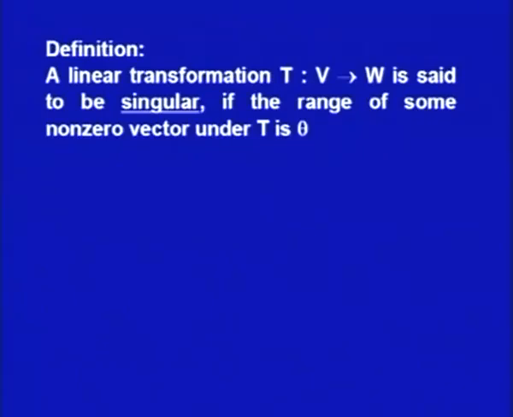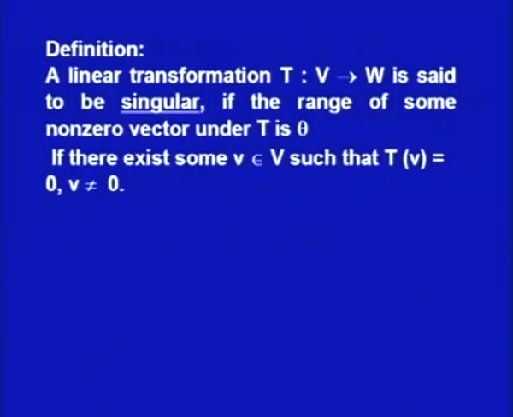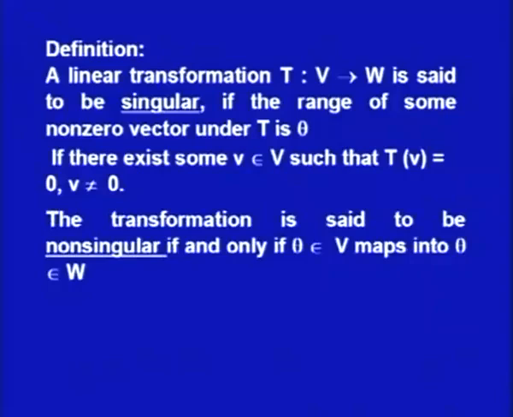For this, let us say T is a linear transformation from the vector space V into W, then this is singular if the image of some non-zero vector under this transformation is theta. That means there exists some vector v belonging to V such that T v is equal to theta when v is not 0, and the transformation is said to be non-singular if and only if only theta belonging to V maps into theta belonging to W. That means kernel T is equal to theta.